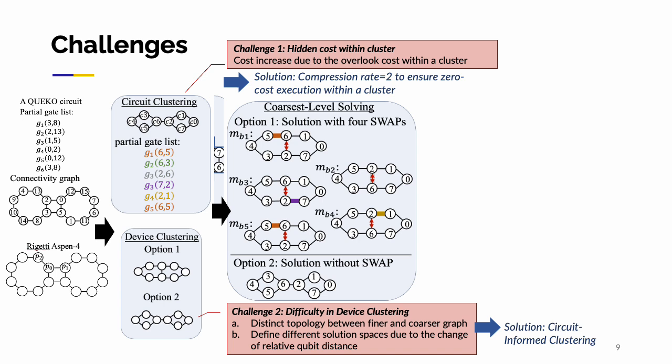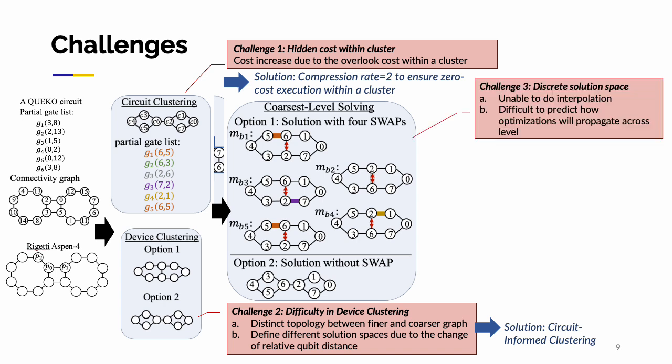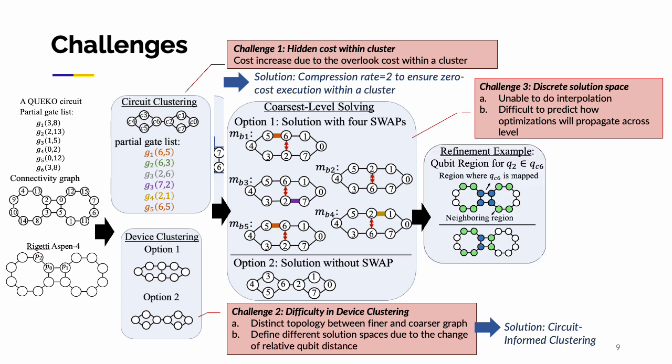The next challenge is the discrete solution space. This makes us unable to do interpolation because we are not able to directly derive a valid solution for final level based on the coarser level result. And it's difficult to predict how optimization will propagate across level. To overcome this, our solution is to do refinement operation based on the concept of qubit region.